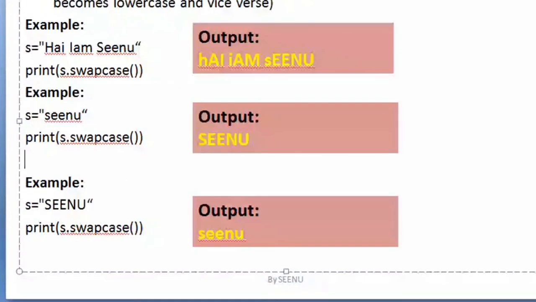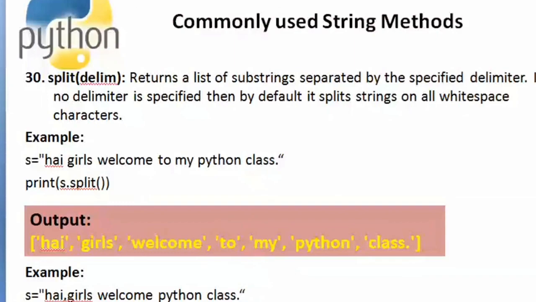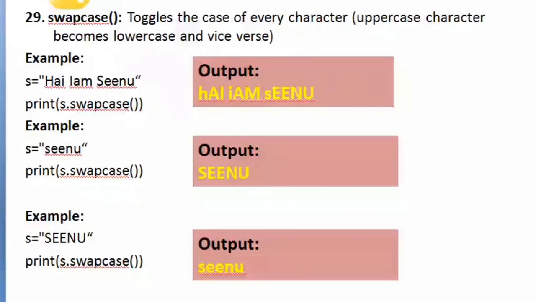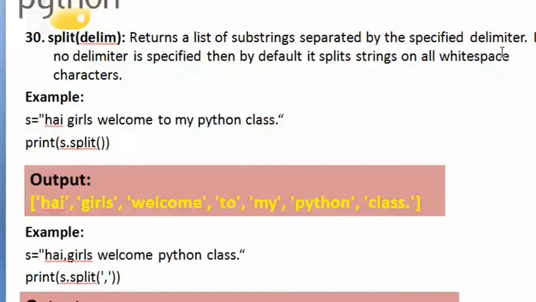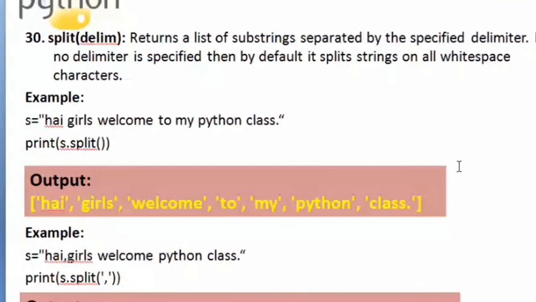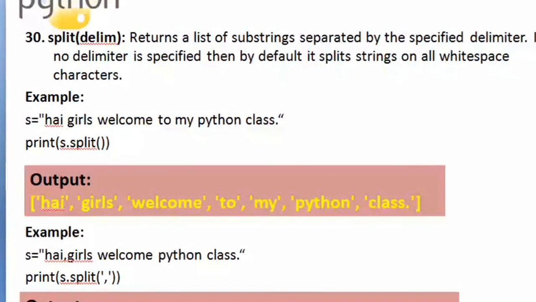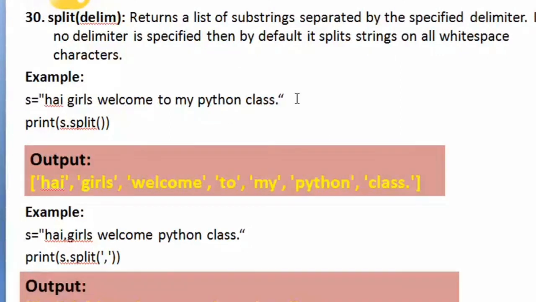Now the split method. Here it returns a list of substrings separated by the specified delimiter. A delimiter can be a comma, by default it's a space, or it can be anything; you can mention what the delimiter is. Delimiter is the separator between the words. If no delimiter is specified, then by default it splits the string on all white space characters. So split is a method that may be very helpful to you to find out the number of words in a sentence.